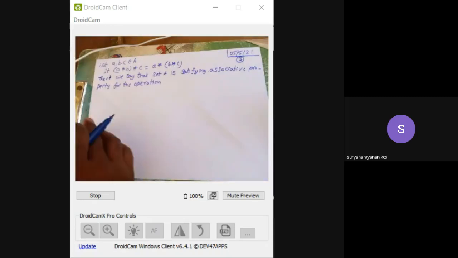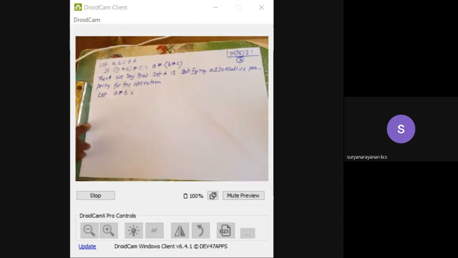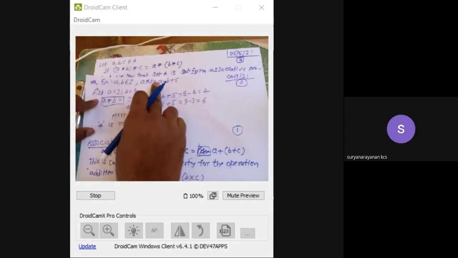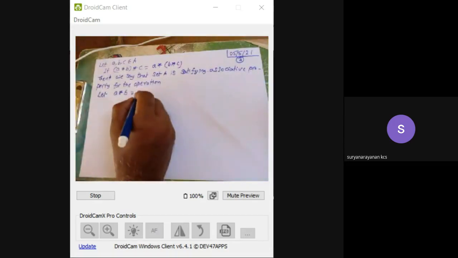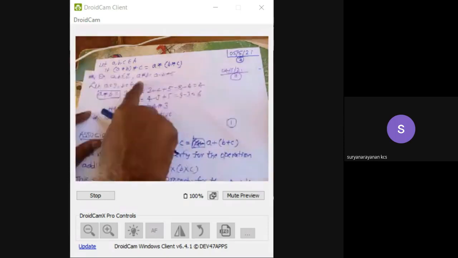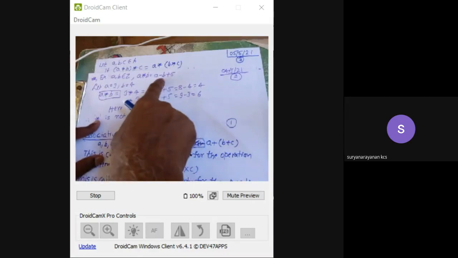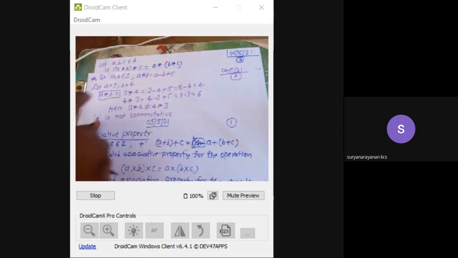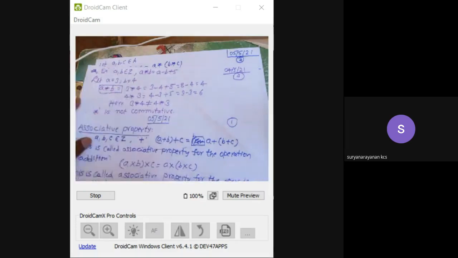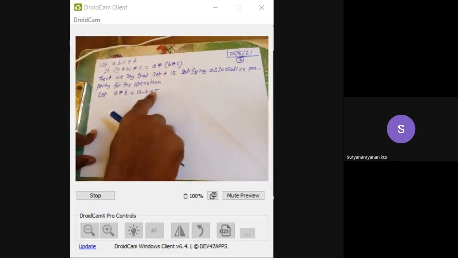Let us take the same example. Let us define A star B is equal to A minus B plus 5. I have taken the same example. Whatever star operation we have taken, you can take any definition between A and B for the star operation. Just for our convenience, I have taken the same.